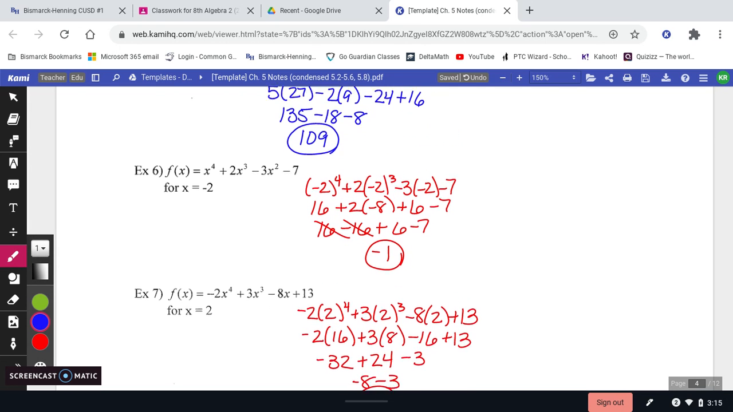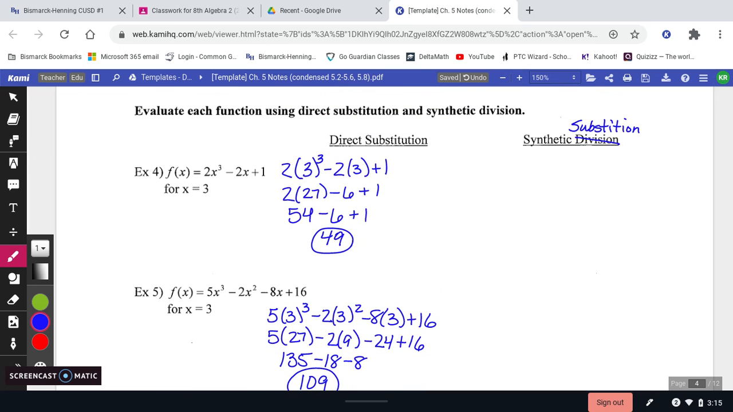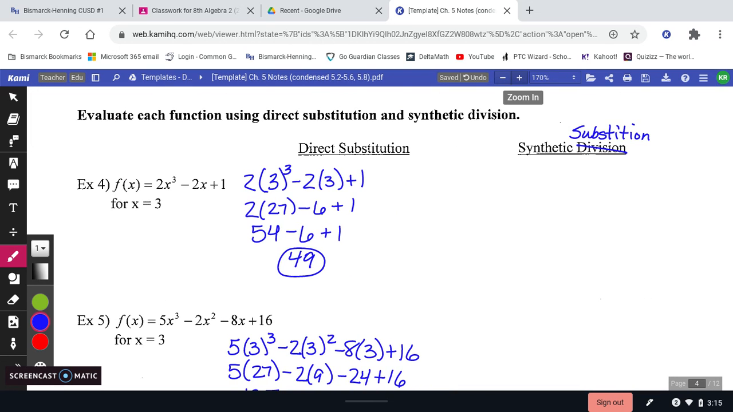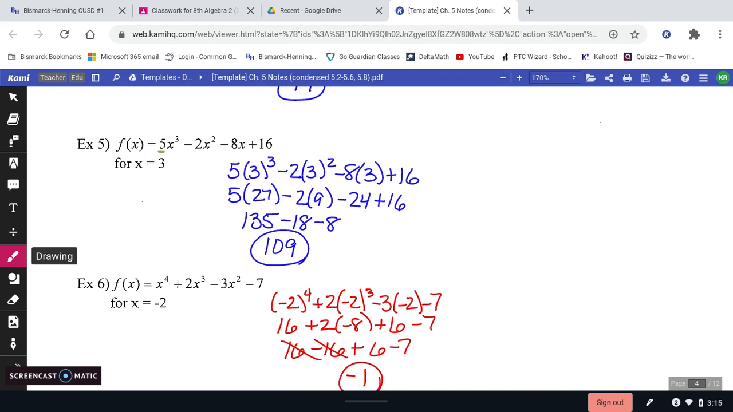All right, I'm going to show you now this new method that we're going to learn, and it's called synthetic substitution. Okay, now synthetic substitution just uses the coefficients. So if I go back here, actually, let's do number 5 first. Look at your coefficients: 5, -2, -8, 16. Okay, so I'm going to use those coefficients.